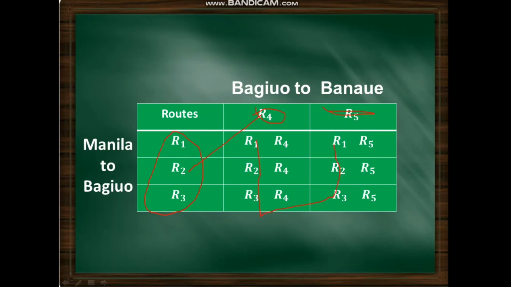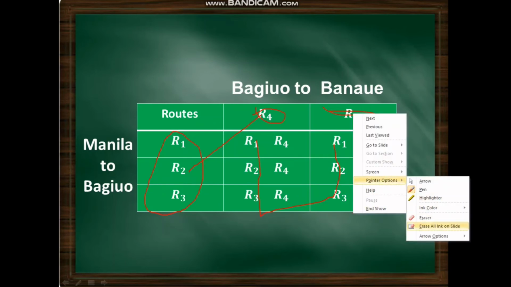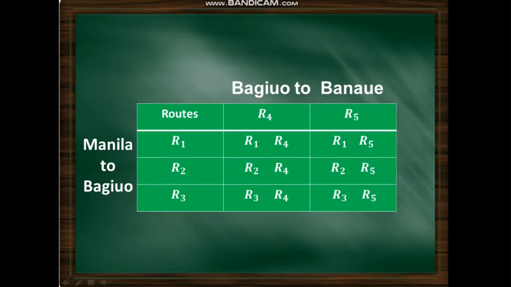Therefore, we have 6. To make it clear, meron tayo ditong diagram kung paano nangyari. Kung paano siya dumaan, ano bang ginawa niya? Tingnan natin. So we have the first route, the second and the third.